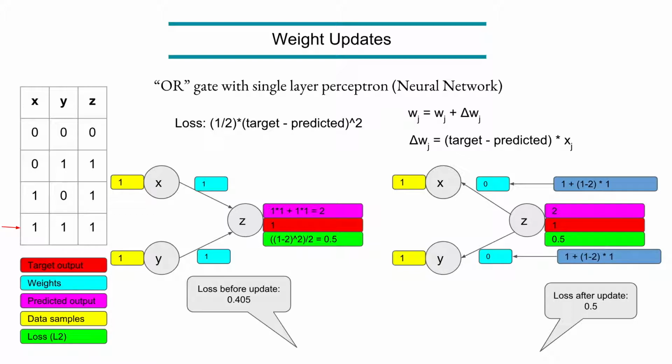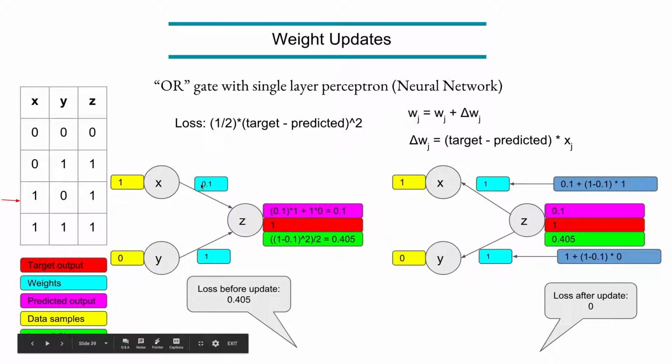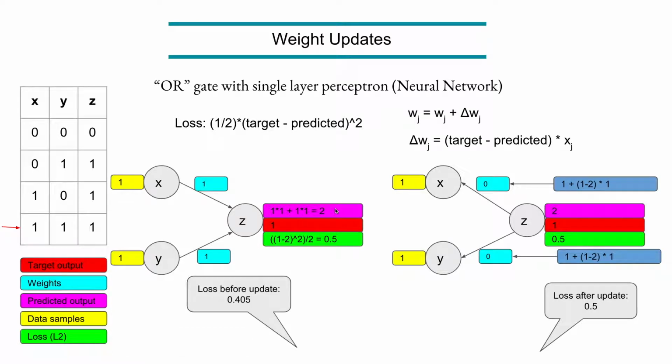As a last iteration, our weights were 1 and 1, so we start with 1 and 1. Target output should be 1, but we predict 2. The loss is 0.5, and we are going to update the weights as 0 and 0. Here, loss before update was 0.4, after update it was 0.5.